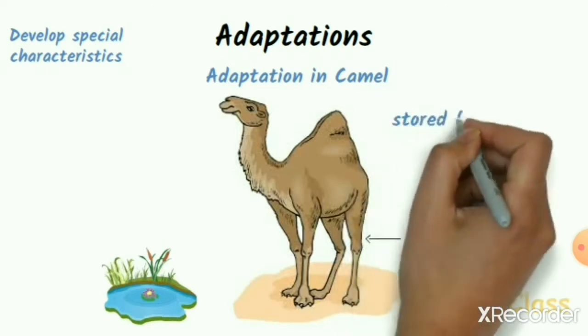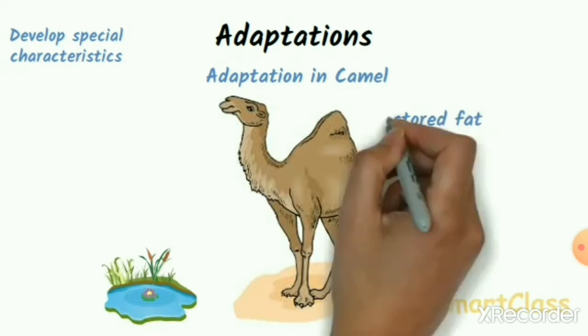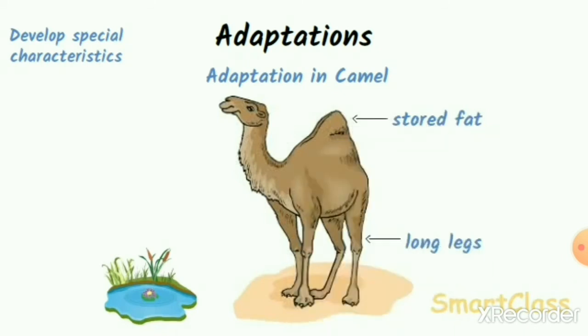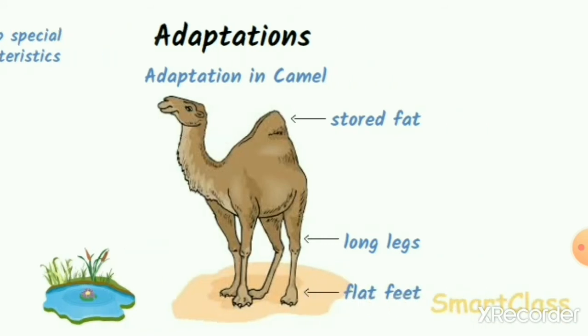A camel's hump has fat stored in it. In case of emergency, a camel can break down stored fat to obtain energy. A camel has large and flat feet which help it to walk easily on soft sand.